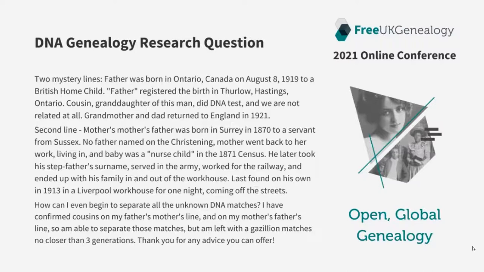Okay, so let me just get this clear in my head. So the father was born in 1919. And a granddaughter of the man born in 1919, is that correct, has taken a DNA test. So that's a close relative of yours. Is that, maybe I'm not reading it right. If someone as closely related as that has taken a test and they're not showing as a match, then again, there's possibly a problem within that genealogy.